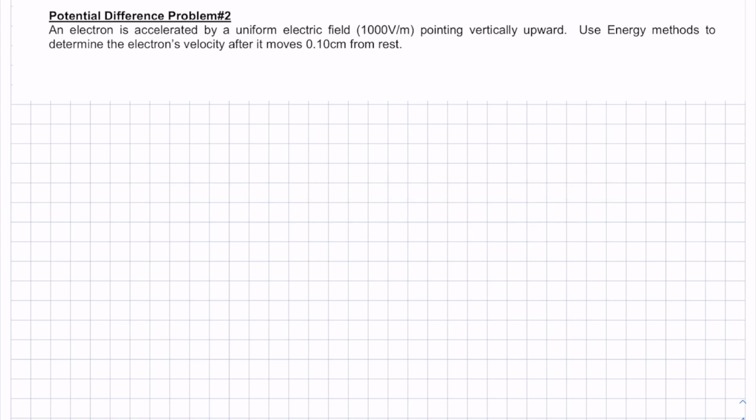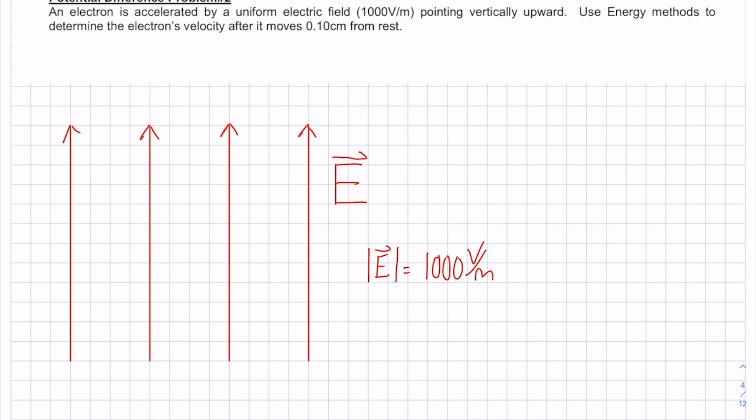Okay, a couple of things I want to mention here. First, let me quickly draw the electric field. There it is, pointing vertically upwards, and it has a magnitude of 1000 volts per meter. We've learned previously that the unit of an electric field was newtons per coulomb. So now you're seeing volts per meter. Well, they're equivalent. This is the same as 1000 newtons per coulomb.